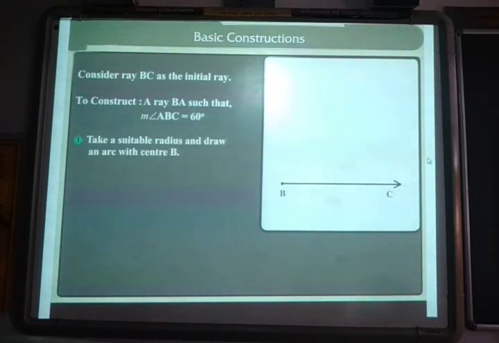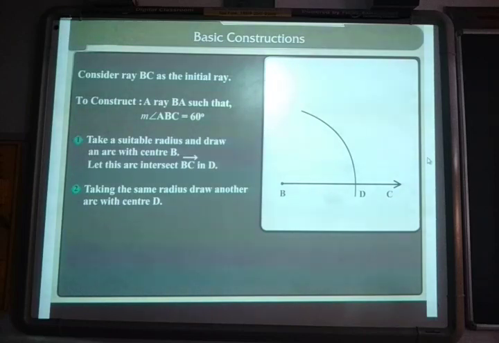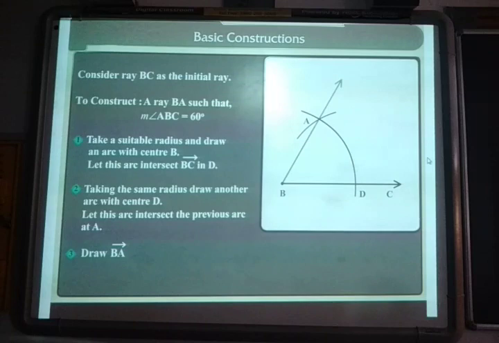Take a suitable radius and draw an arc with center B. Let this arc intersect ray BC at point D. Now, taking the same radius, draw another arc with center D. Let this arc intersect the previous arc at A. Now, draw ray BA. We now have angle ABC of measure 60 degrees.